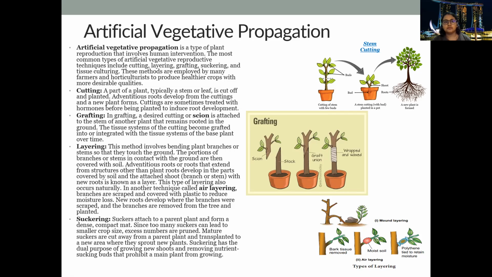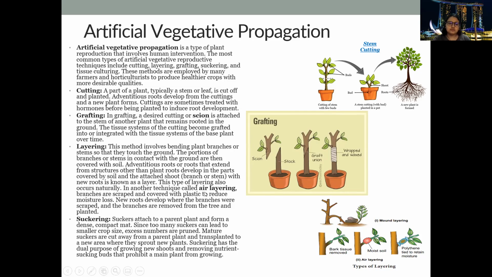Then we learn what the artificial vegetative propagation in plants are, like different processes involved, like tissue culture. We learn about tissue culture, cutting, how grafting is done, and layering. Then in grafting we got two very important names, that is scion and stock. This is a very important short question, okay, fine.